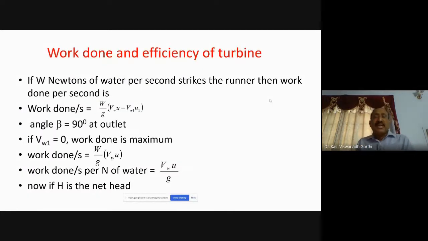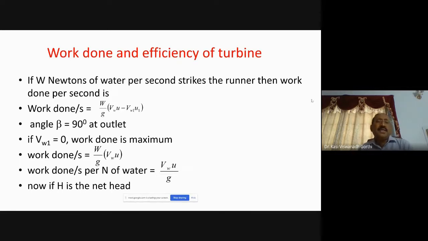Then about the work done and efficiency. How do you calculate the work done and efficiency of a modern Francis turbine? Work done, we know in a general form, will be W by g into (Vw u plus or minus Vw1 u1). Same notations I am using as was there in the impact of jets. Vw u plus or minus Vw1 u1.